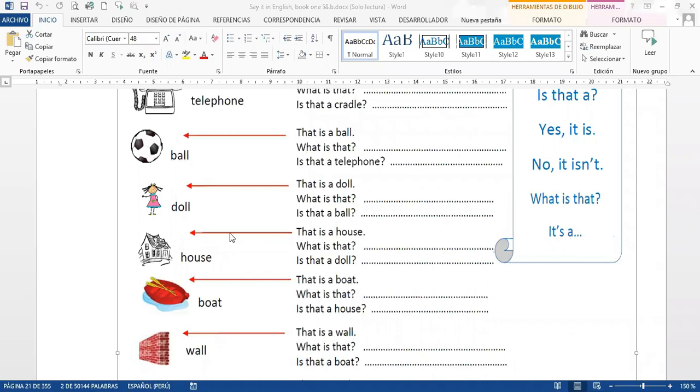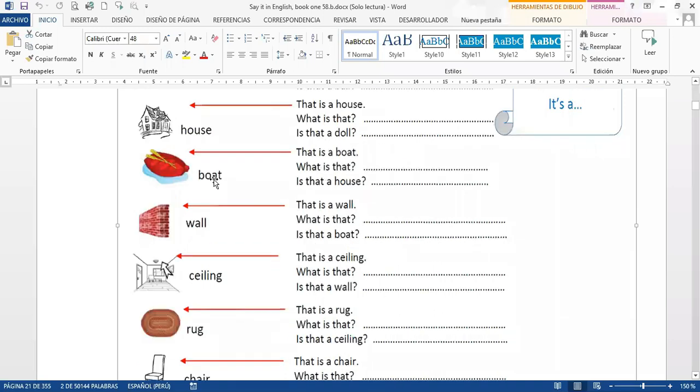Okay, let's continue. That is a house. What is that? It's a house. Is that a doll? No, it isn't. It's a house. That is a boat. What is that? It's a boat. Is that a house? No, it isn't. It's a boat.